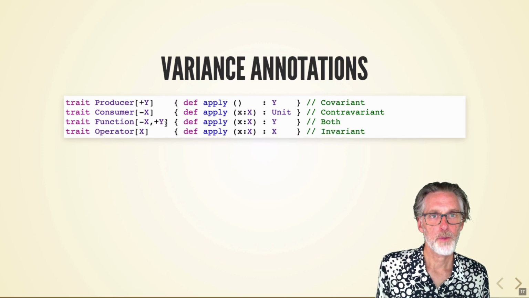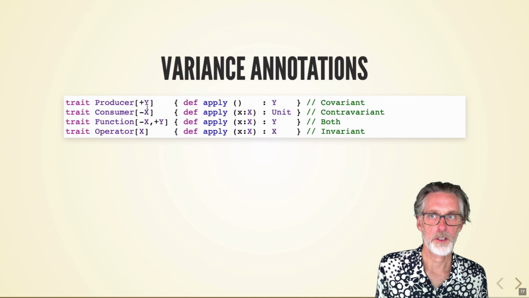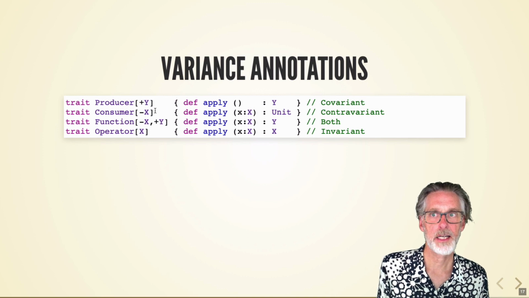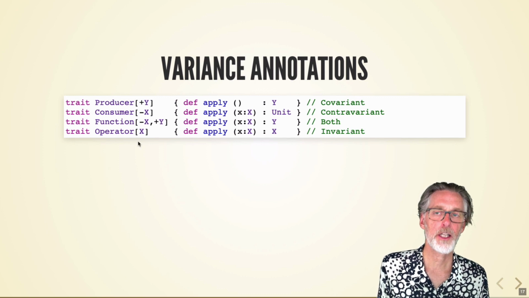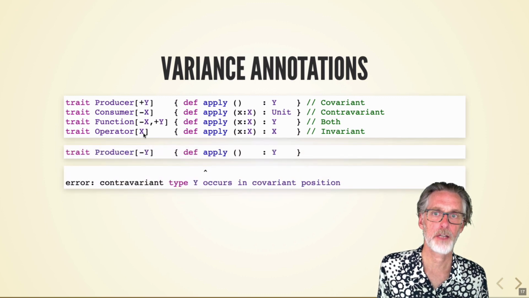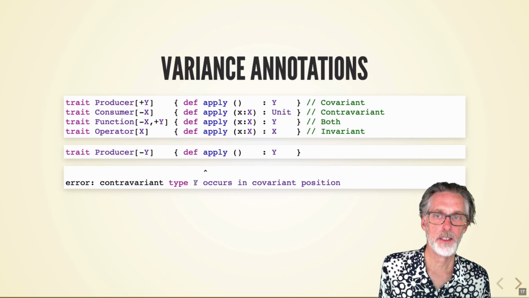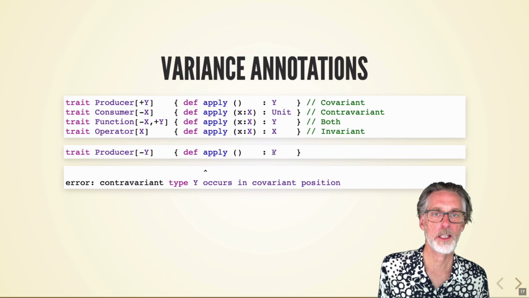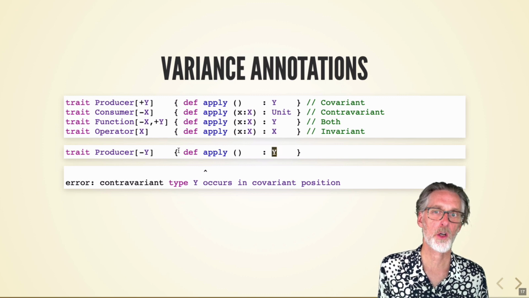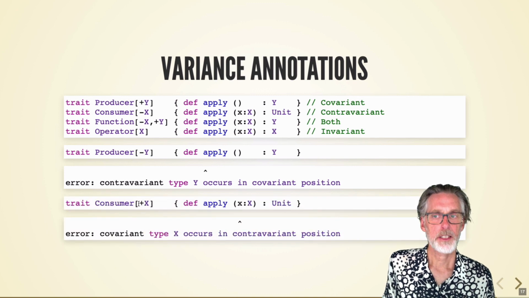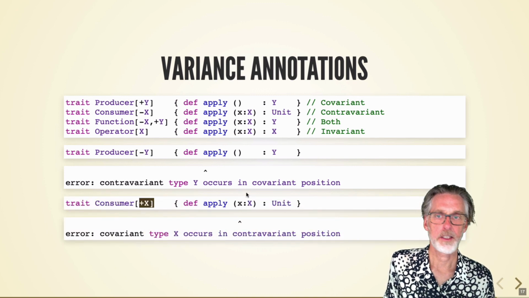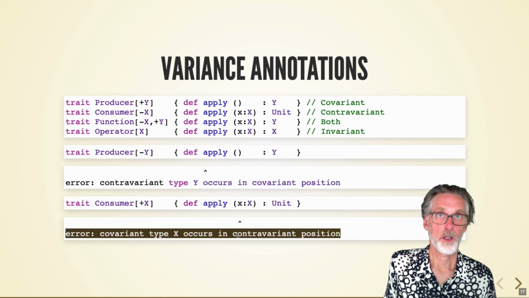The plus and minus symbols written here are called variance annotations. We use plus for covariance, minus for contravariance, and simply nothing for invariance. And these variance annotations are checked by the Scala compiler. If you get them wrong, the compiler will complain. It'll say, I'm sorry, the contravariant type y appears in covariant position. So it has some notion of what's correct for functions and references and everything else in the language, and it won't let you get it wrong. The same thing happens if you try to make the consumer covariant. It simply won't work. The compiler will complain.